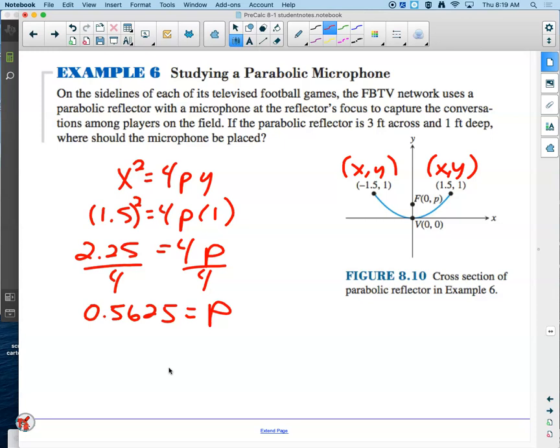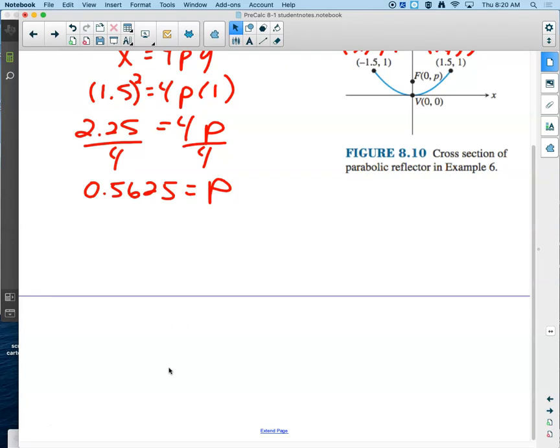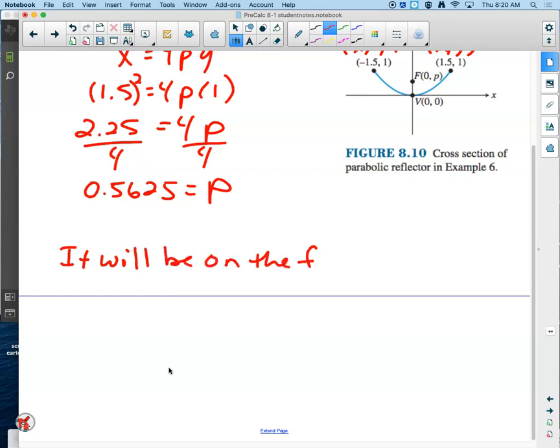So now, if the parabolic reflector is 3 feet across and 1 foot deep, where should the microphone be placed? You notice I'm not going to even round this to the 3 decimal places here. I'm just going to go ahead and keep the 4 and be exact with this. But what I have to do is explain to them where that focus will be at. So, it's going to be on the focal axis, a distance of something from the vertex.